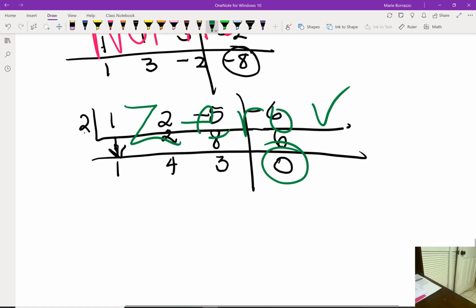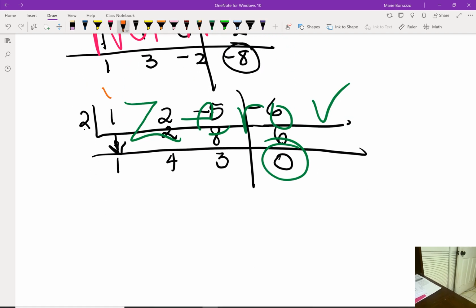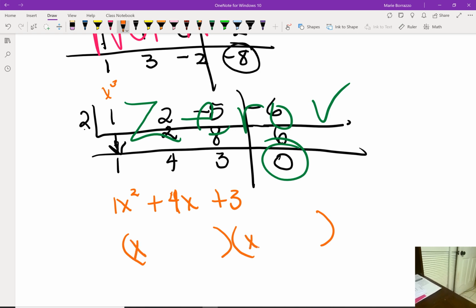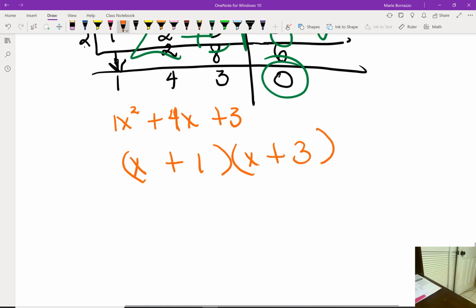Now, you do notice that we end up with, if you remember, this was x cubed. In this case, we have 1x squared, a positive 4x, and a positive 3. And obviously no remainder. The question is, can I factor this? And the answer is yes, you can factor this. It would need an x and an x. I would need a +1 and a +3. And those are the possible remaining factors.